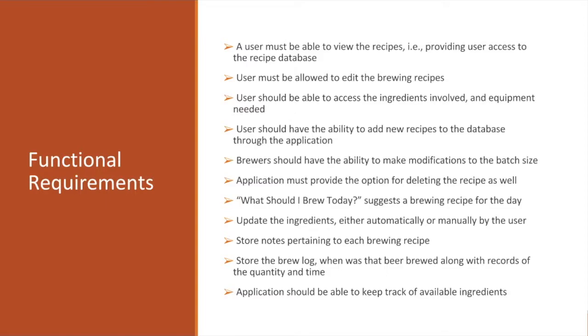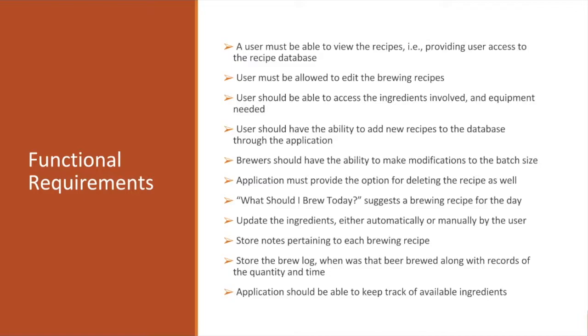We have classified requirements into functional and non-functional requirements. Functional requirements are as follows. A user must be able to view the recipe. A user is a home brewer who can brew with the available ingredients. The user must be allowed to edit the brewing recipes. The home brewer has access to edit the recipes as and when required. He must also be able to access the available ingredients, and make modifications to the batch size and equipment needed.